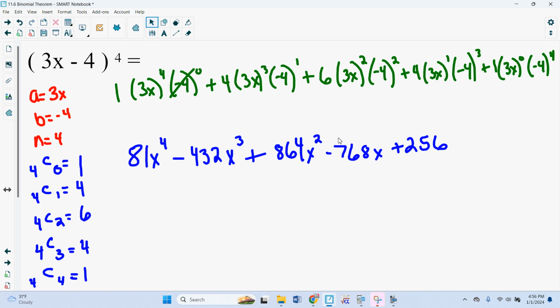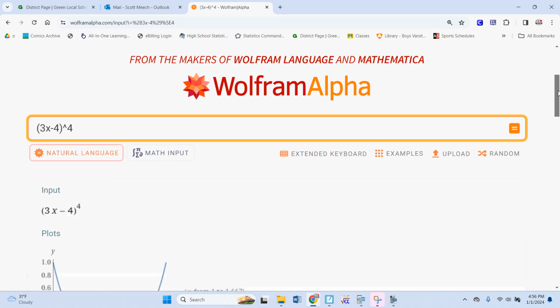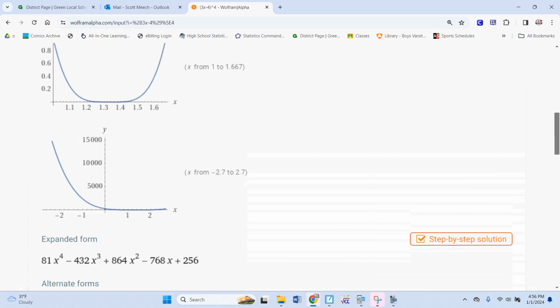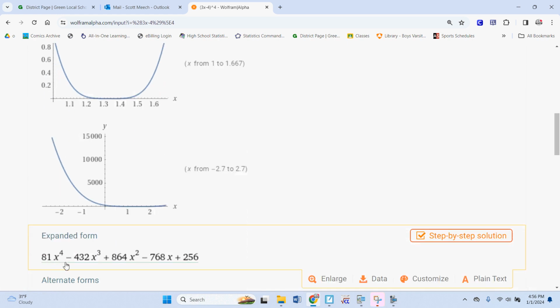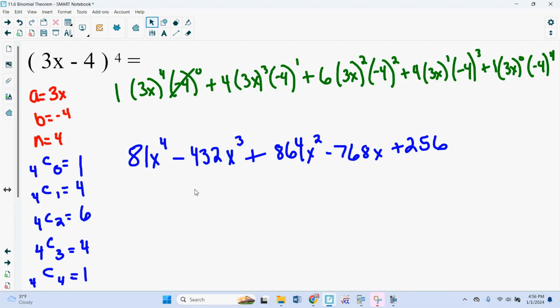This formula gives us a series. Adding terms together is much easier. And just to show you how this would work out, if we would actually go to Wolfram Alpha and type in 3x minus 4 to the fourth, and it actually multiplies it out for us, it gets our 81x to the fourth minus 432x cubed plus 864x squared minus 768x plus 256, which is what we got.